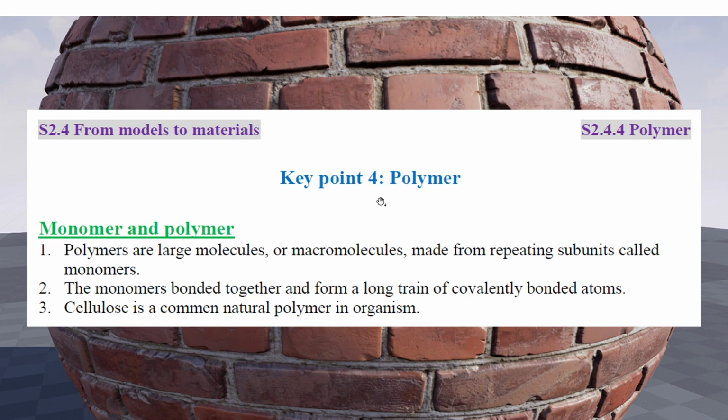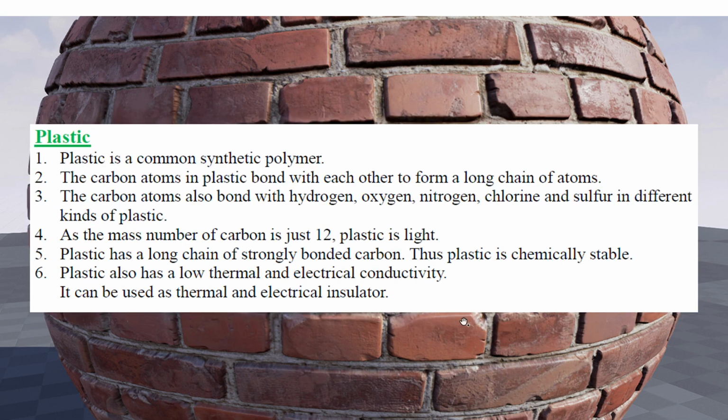Polymer is another thing. Monomer and polymer. Polymers are large molecules, macromolecules, formed by repeating units called monomers. The monomers bond together and form a long chain of covalently bonded atoms. For example, cellulose is a common natural polymer in organisms. And plastic, which is man-made, is a common synthetic polymer.